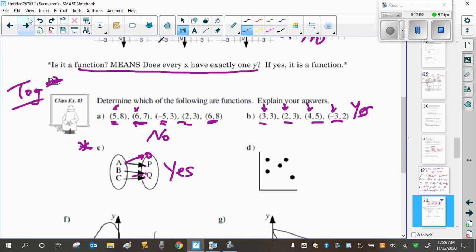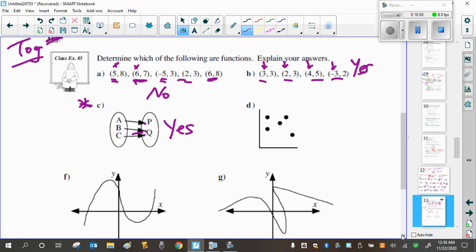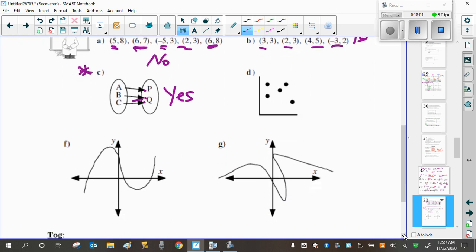Go back to the mouse. Click, click. There we go. So that is a function. Well, you guys are on your own now. Go ahead and do D, F, G real quick using the vertical line test. I'll give you not much more than a minute to do that.